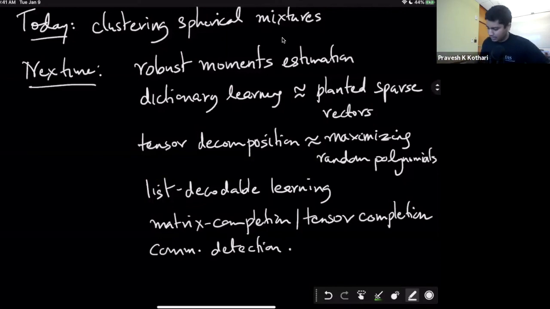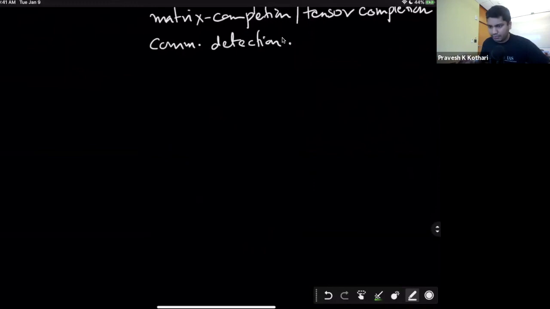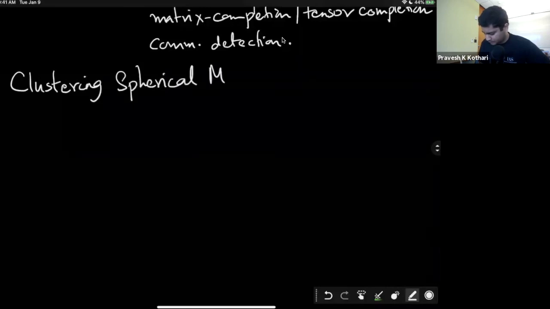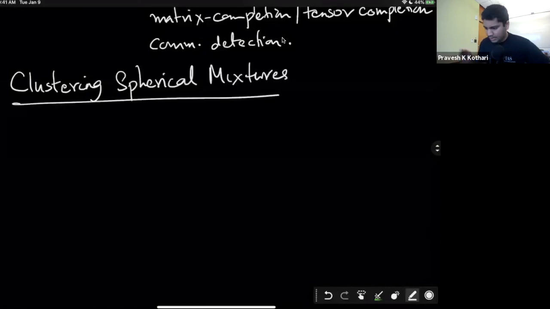So let's not talk about the generalities at all. Let's just dive right into today's focus, which is this problem of clustering spherical mixtures. So what's this problem? I'm going to describe it to you by describing an input. And unlike many of our initial classes, the inputs this time will be generated via samples from a distribution. And that's the average case part of it. So our inputs will not be arbitrary. They would be generated from some probability distribution.